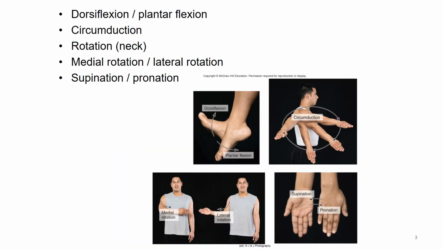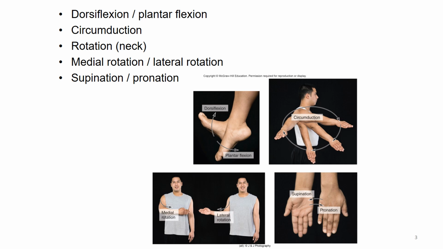Dorsiflexion and plantar flexion, these are for your ankle. Dorsiflexion is when your foot moves up and your toes point up. Plantar flexion is when your toes point down. So plantar flexion is when you're standing on your tippy toes. Circumduction is when you move your arm or your thigh in a circular movement. And so drawing a circular shape is circumduction, as you can see in the picture.